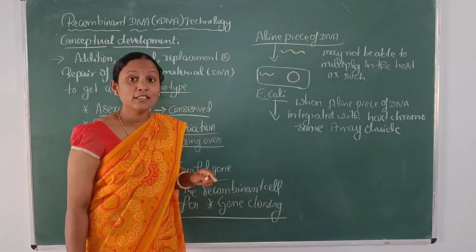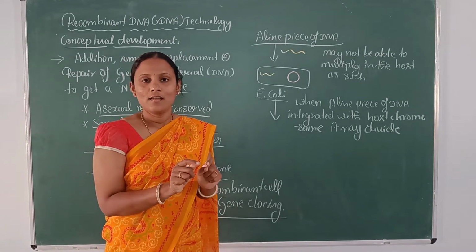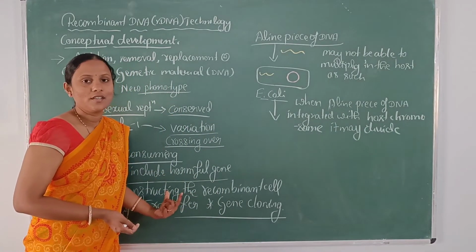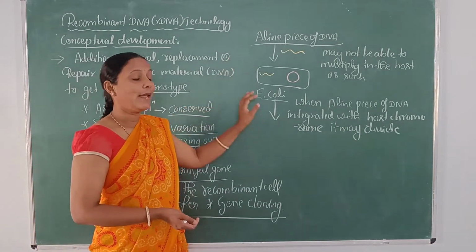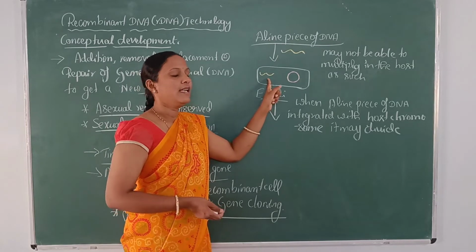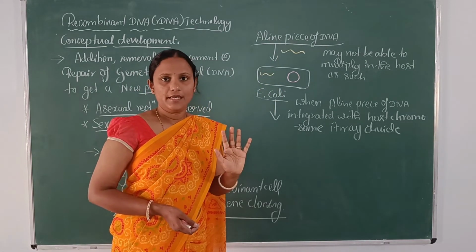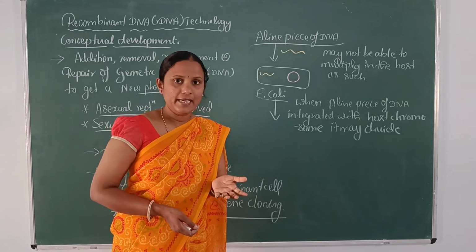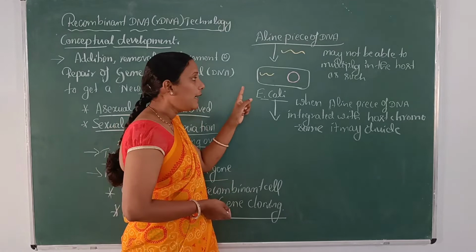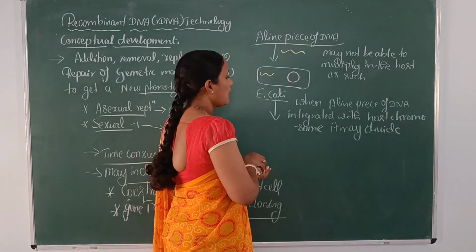Remember, these are the things which were naturally observed by the scientists in order to develop the recombinant DNA technology. So I am explaining what happens naturally. When an alien piece of DNA enters into the cell and is present as such, it may not divide or replicate. There is a possibility of undergoing replication whenever it is integrated with the chromosome of an organism.